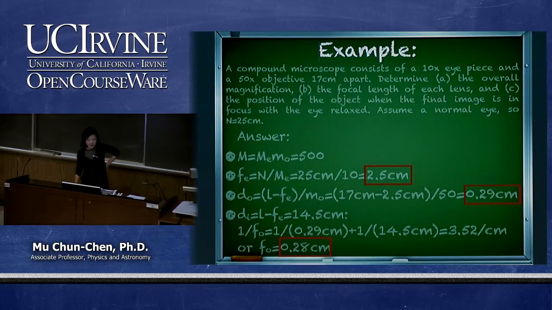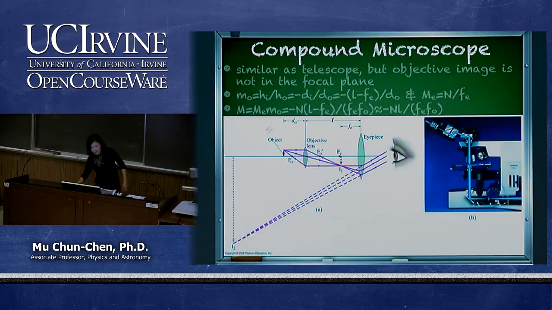First of all, let's look at one example. Suppose you have a compound microscope, as we discussed just a minute ago, which consists of one 10 times eyepiece and one 50 times objective lens, and these two lenses are 17 centimeters apart. So what does this information tell you? This would correspond to the two magnification factors, right? One is little m0, the other is big M0. And what is this 17 centimeters? This would be the L, distance L, that we denoted on this figure, correct?